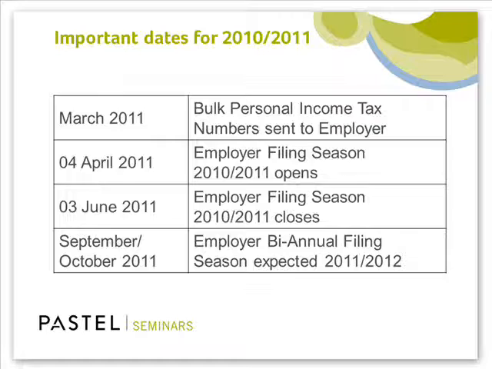The receiver requires us during certain periods of the year to complete certain items. We know that the March period was used for our reconciliation process. We know that the filing season opens the 4th of April and closes on the 3rd of June. We also know that the receiver wants us to start preparing for the biannual submission coming during the August period.